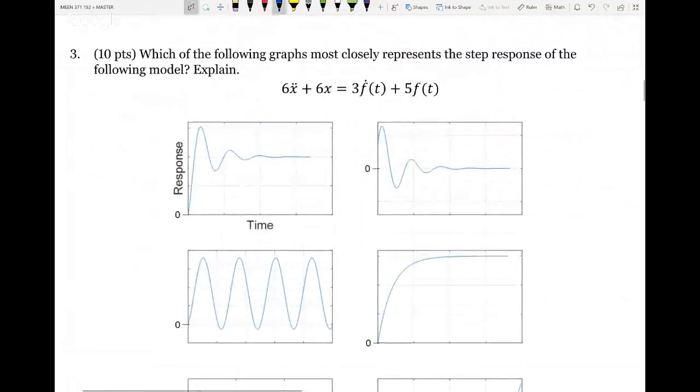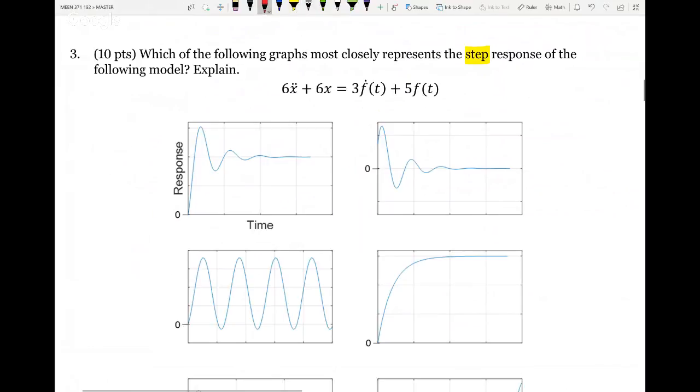Problem 3. Which of the graphs most closely represents the step response? Okay, there's a couple of keys right here. The first one is step. So if you're looking for a step versus an impulse or something like that, you want to look and see where the graph, or where the response, is settling over time.